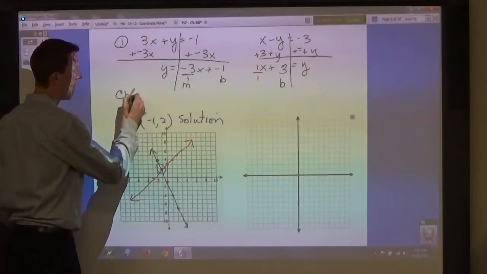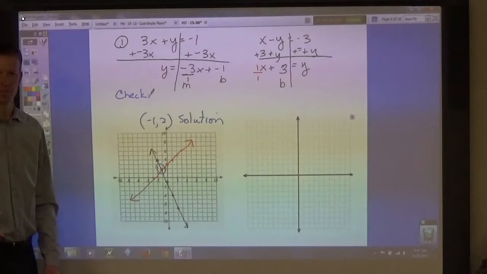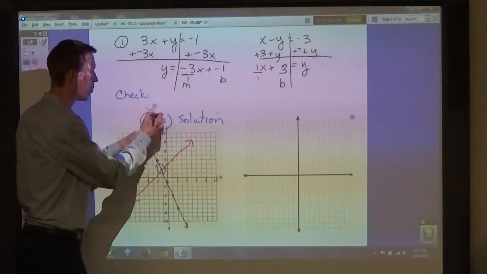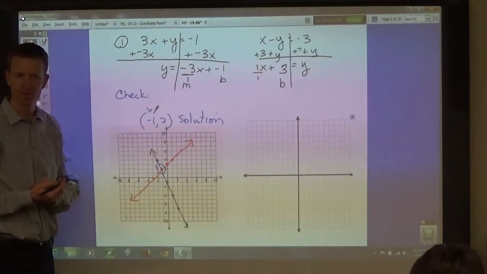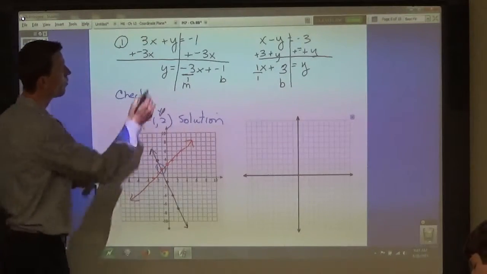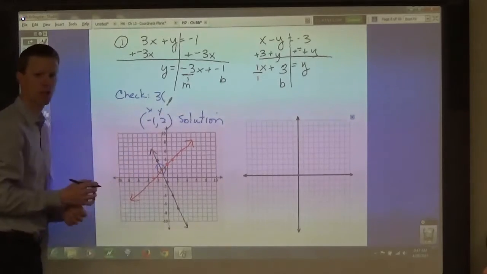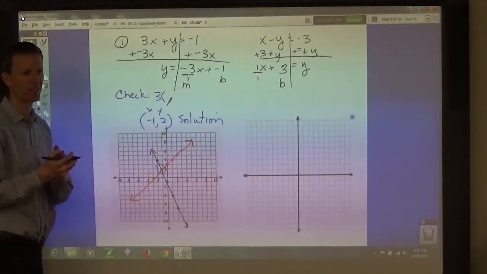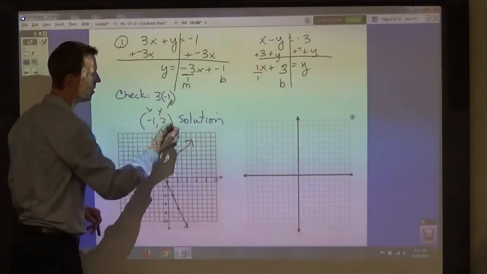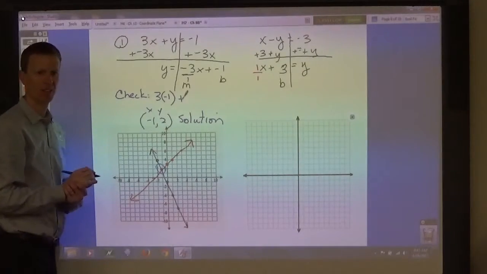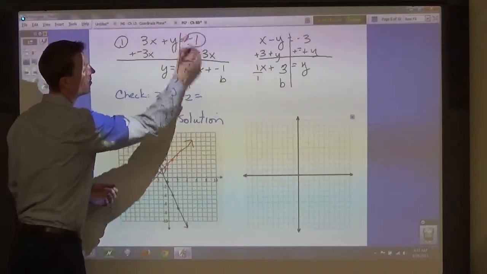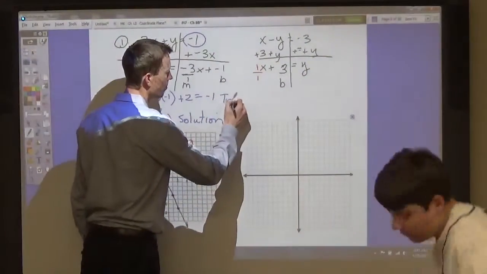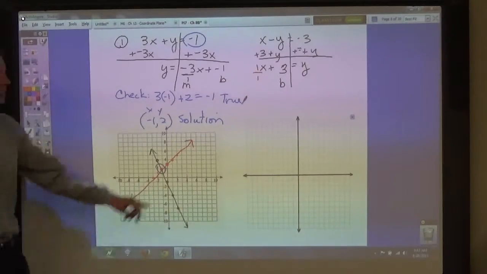Let's check this. How could we check to see if this is the solution? What is the x number? Joey? The x number would be negative 1. So we're going to put that in for x. What's the y number? 2. Right. Let's put that in. 3 times x, so 3 times negative 1, the solution, plus y, 2, equals negative 1. Is that true? Yes. That is true. Does it make this one true?